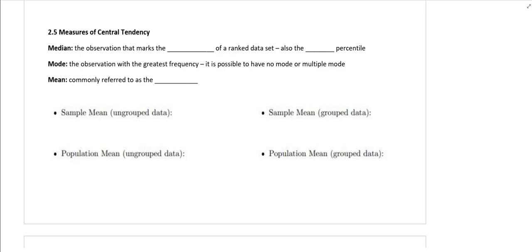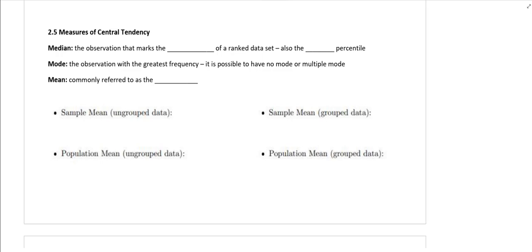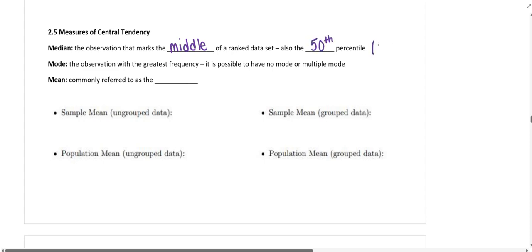Okay, let's take a look here at sections 2.5 and 2.6. So 2.5, we're looking at measures of central tendency. And when we are talking about measures of central tendency, we are talking about the mean, the median, and the mode. The median is going to be the observation that marks the middle of a ranked data set. And this can also be the 50th percentile, or as we looked at previously, quartile 2.